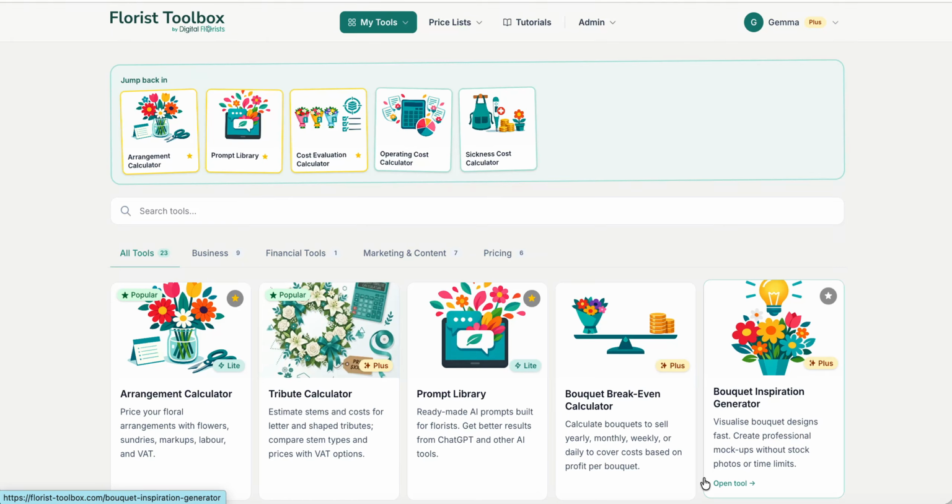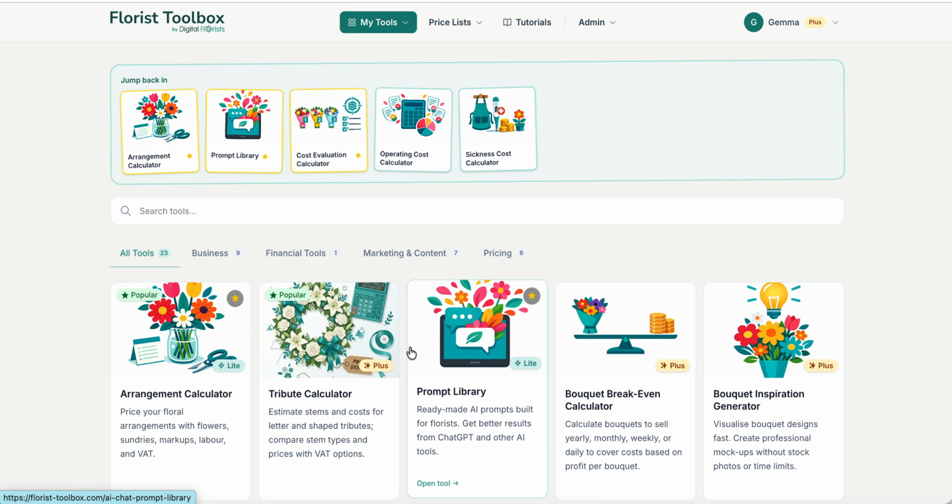Today I'm going to show you the operating costs calculator. This calculator is fundamental for you to understand your pricing and what goes into your price and how much you should mark up your flowers, and how much flowers you need to sell to achieve your profit goals.